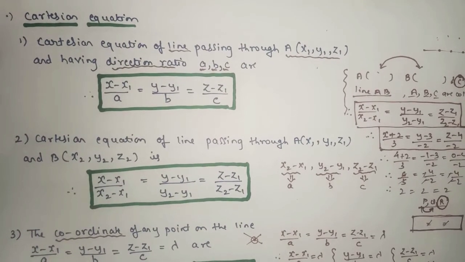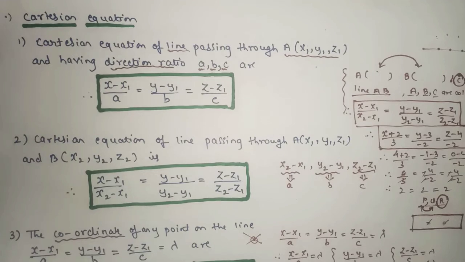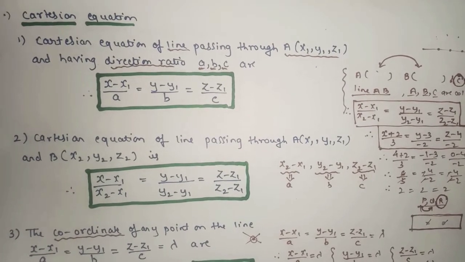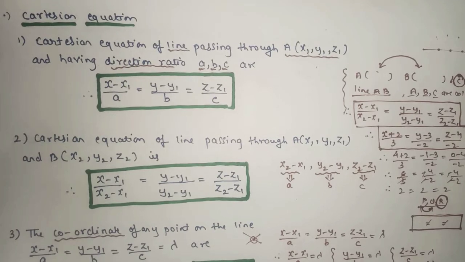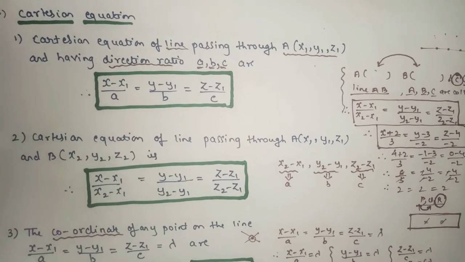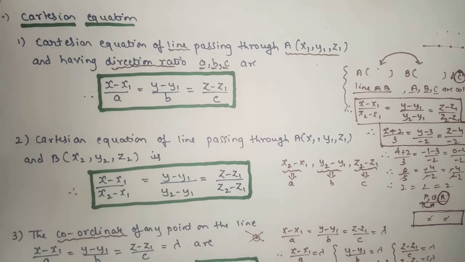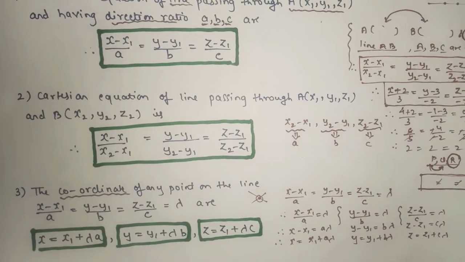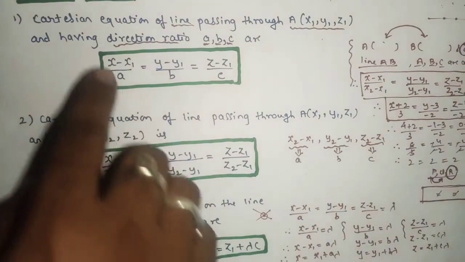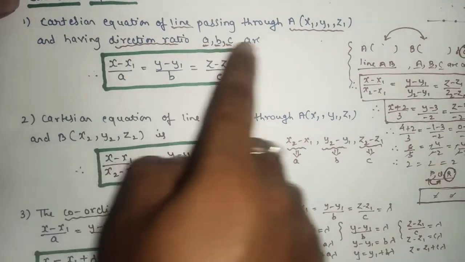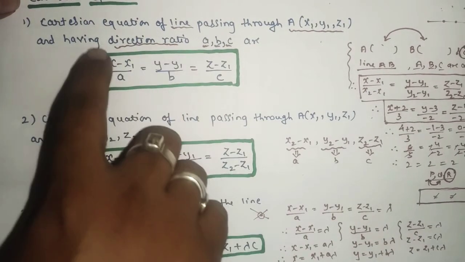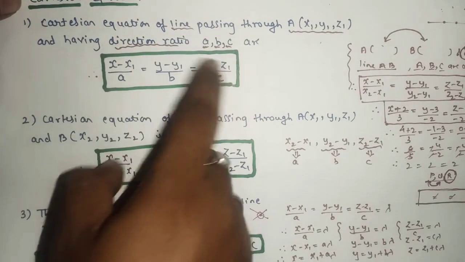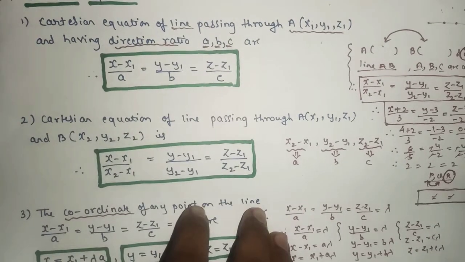Hello students, as in the last lecture we saw the concept of how to find the Cartesian equation, and we took some examples based on it. There were three important formulas, as I told in the last lecture, that you have to remember. The first one is what? When you have a point and a direction ratio, you have to apply this formula, where x1, y1, z1 is known as the point and a, b, c are the direction ratios.